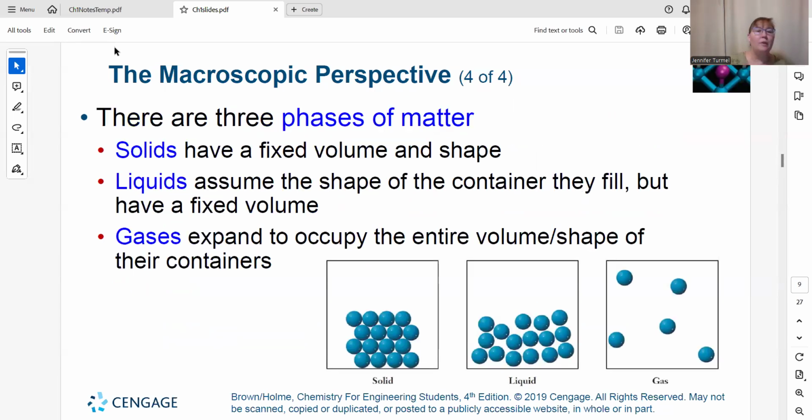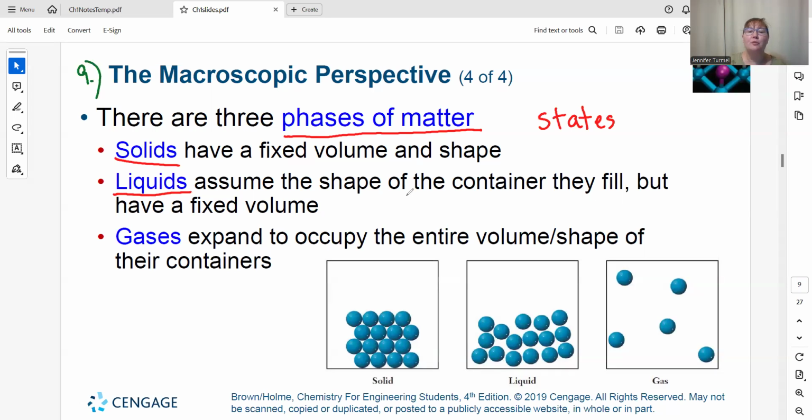All right. And now we are on slide 9. Okay, and we're talking about the macroscopic perspective. Okay, still, this is our last one here, and we're going to describe 3 phases of matter, okay? Sometimes these are called states of matter. Okay, so first of all, solids have a fixed volume and shape. So they aren't going to change unless we make them change. They're going to stay as they are.